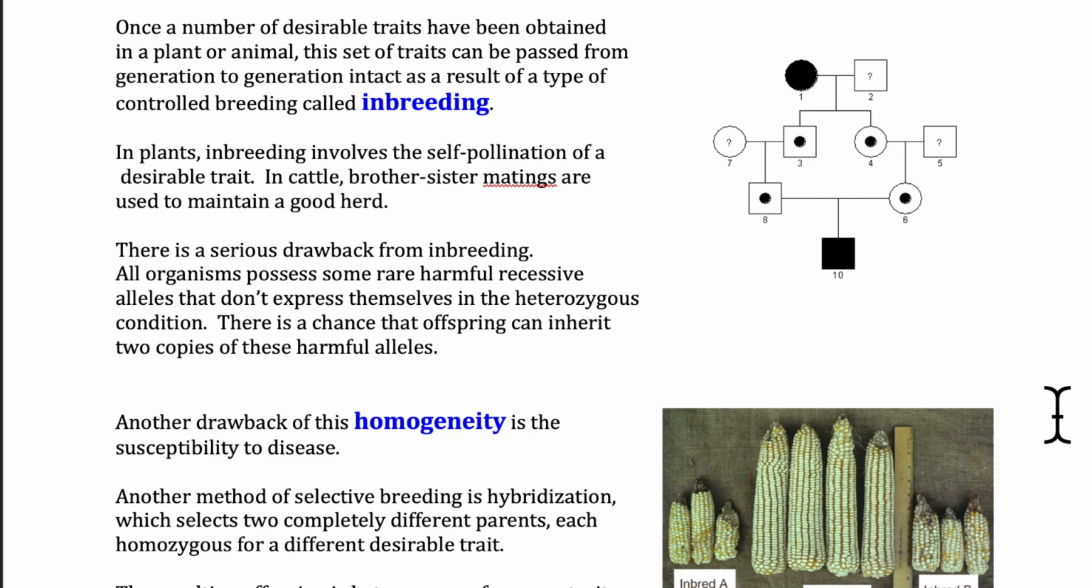There's a serious drawback from inbreeding because it's great for a while, but it's only great till it isn't. Now, this drawback is all organisms possess some rare, harmful recessive alleles that don't express themselves in the heterozygous condition. So, on their own, they're fine, but then they start having kids, and then if you keep putting kids with a family member that might also have this recessive allele that you don't notice, all of a sudden you're going to have pretty affected offspring. So, there's a chance that offspring can inherit 2 copies of these harmful alleles.